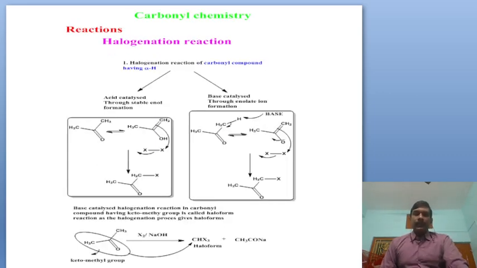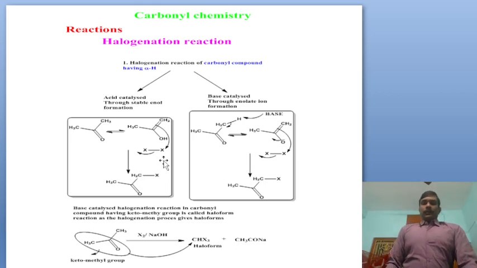Next come to the halogenation reaction. Halogenation reaction can occur in presence of acid catalyst or in presence of base catalyst also. The carbonyl compounds should have the alpha hydrogen in its alpha carbon. This is acid catalyzed through stable enol formation. Acid catalyzed reaction will pass through the stable enol formation. It will give one halogen group to be attached with the alpha carbon.